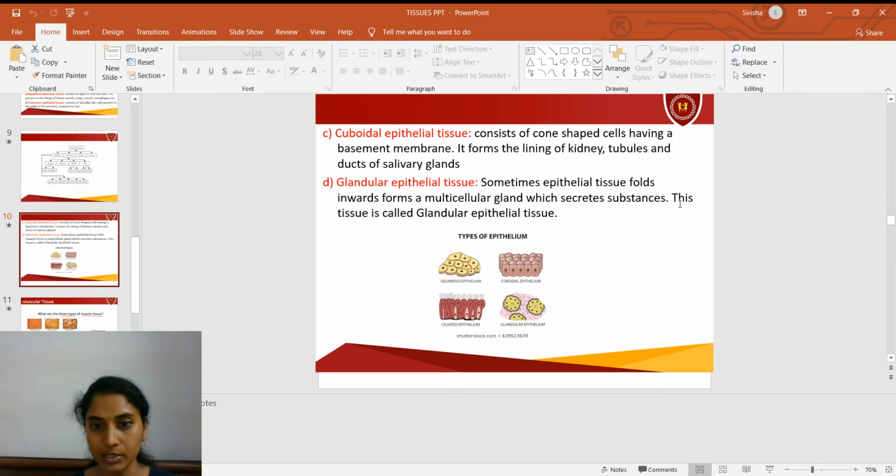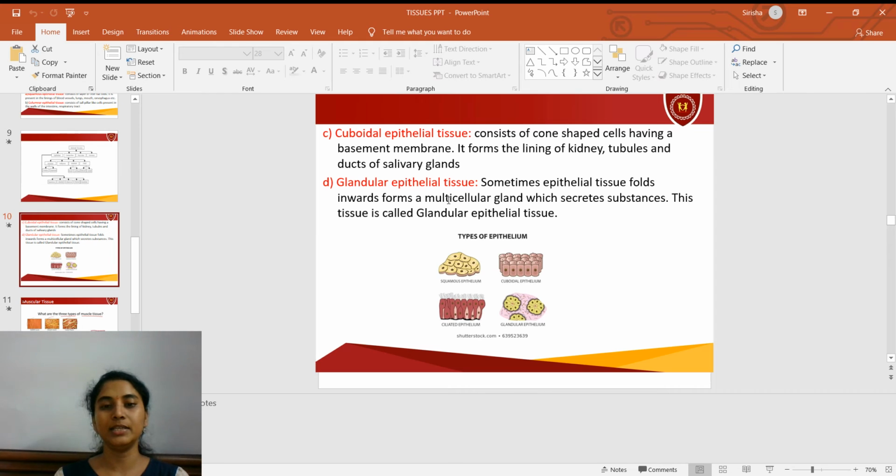This folds inwards and they form multicellular glands. A gland is nothing but something which secretes substances. For example, our endocrine glands. What is a gland? Which secretes the hormones. Endocrine glands are nothing but the ones which secrete hormones.